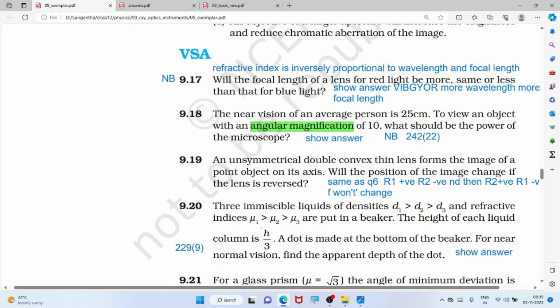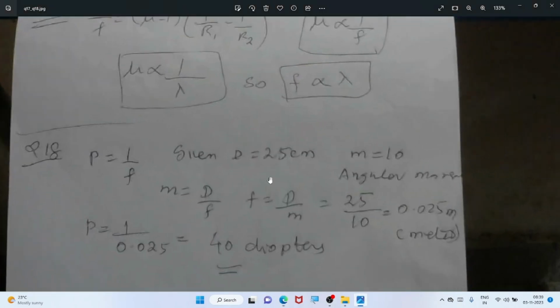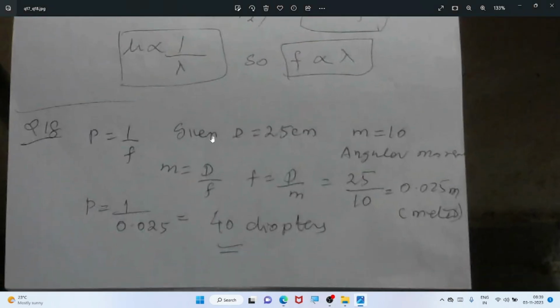The power they are asking is 1 by f, but they have given d as 25 centimeter. So m equal to d by f, then we can find the focal length: 25 divided by 10, they have given the angular magnification. So with this focal length, power is 1 by f, so this is 40 diopters, and this is the unit of the power.